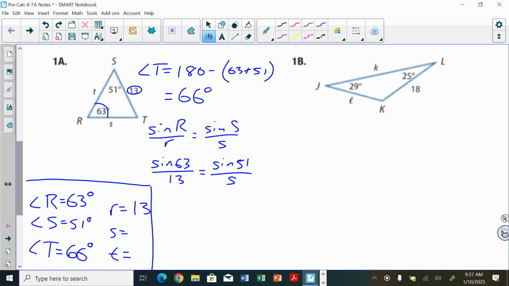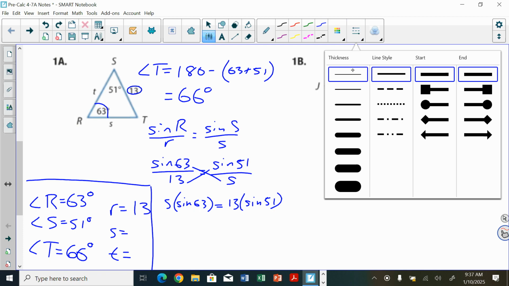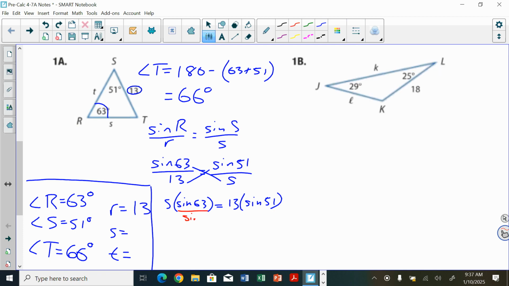So now it's a ratio, I cross multiply. So I'll show you that here, S times the sine of 63 equals 13 times the sine of 51. And then I've got to solve for side S here. So basically, I'm just dividing by the sine of 63 on both sides.